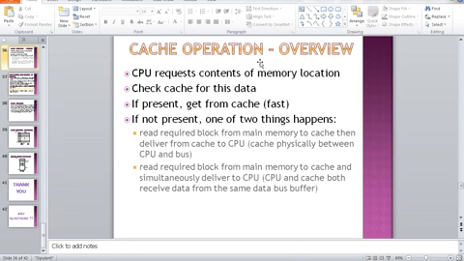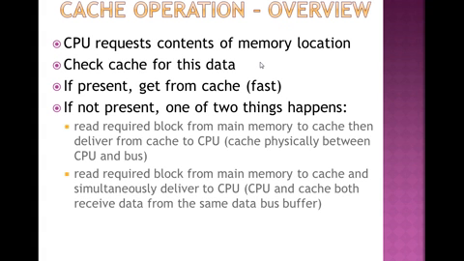What are the cache operations available on the main memory? The first says the CPU requests contents of the main memory. That is, the central processing unit requests the content of a memory location. Then check cache for this data. The cache memory checks whether the data is available in the cache memory or not. If present, get it from the cache. That is, if the data is present in the cache memory, get the data from the cache memory at fast speed.